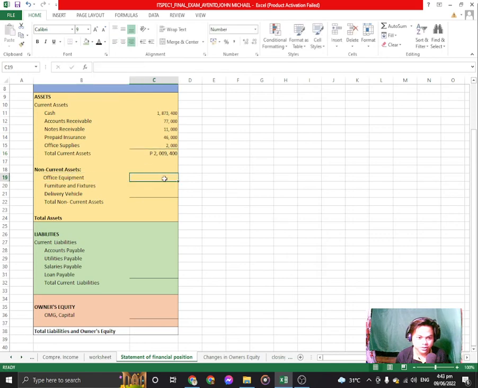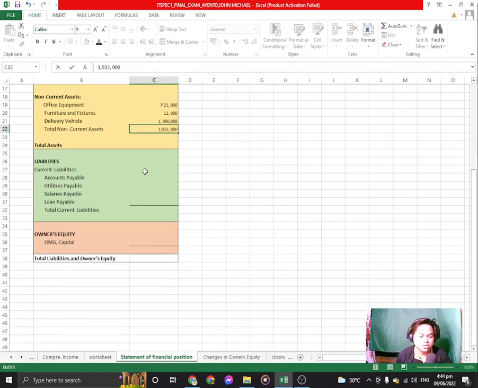So for the equipment, office equipment, we have a 21,000. And then for the furnitures and fixtures, we have the 12,000 pesos. And then to the delivery vehicle, katong isa sa mga gi-invest ni Mr. OMG. So nagkandidad to siya og 1,900,000 pesos. Okay. For the total of non-current assets, we have the 1,900,000 na 933,000.